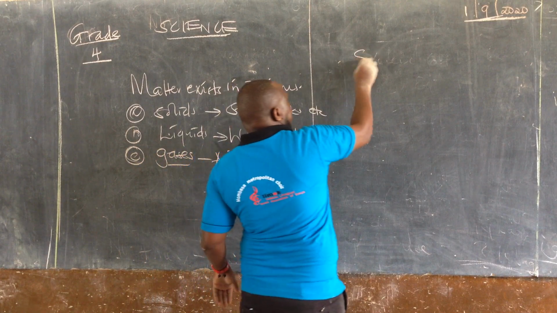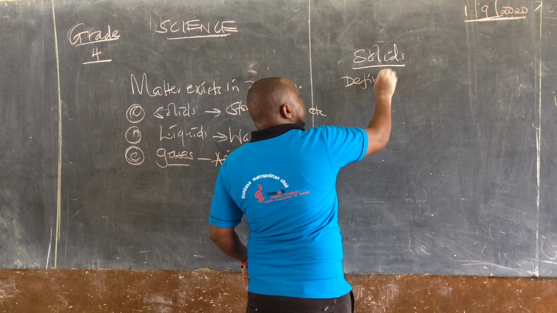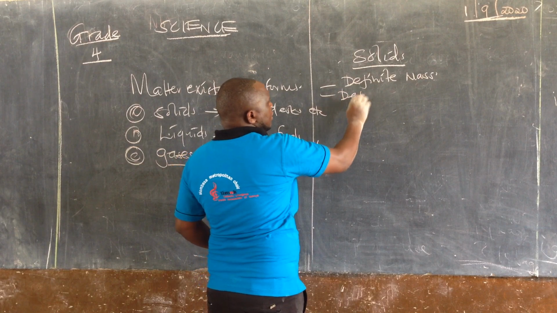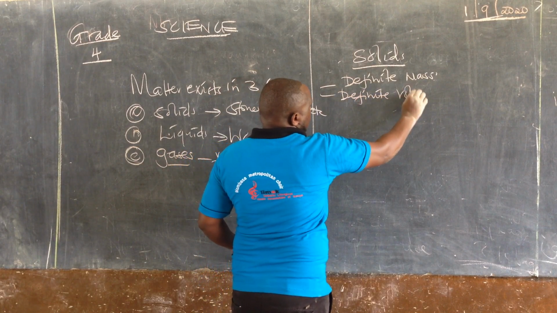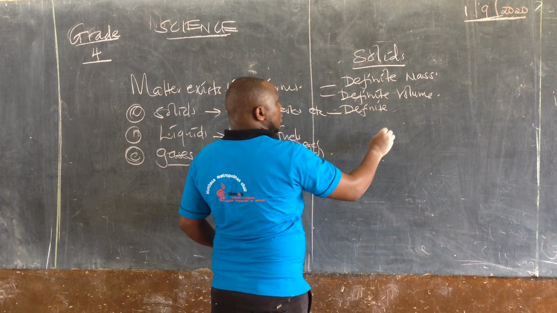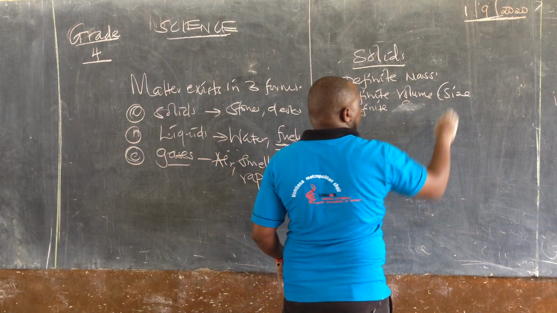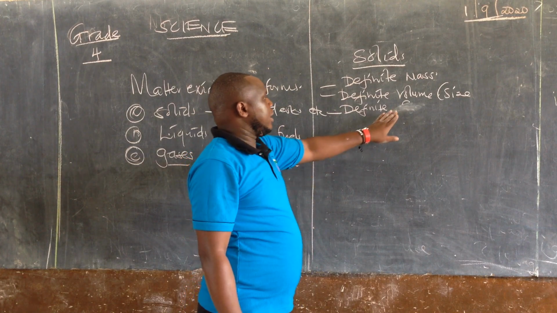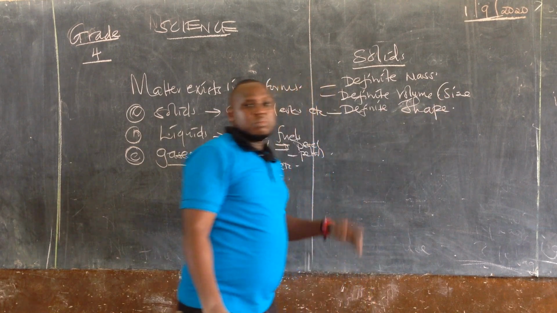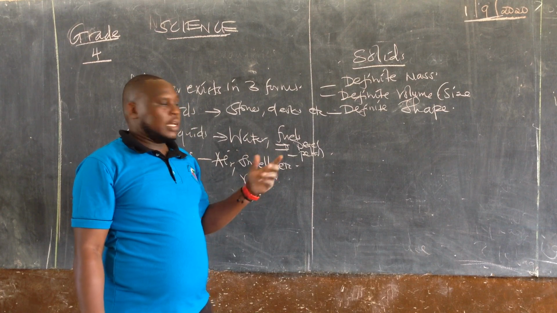For example, we saw that the characteristics of solids are that they have definite mass, definite volume, and definite size. So this volume is size. Definite mass and volume, and definite shape. We have some shapes of solids: rectangular, triangular, circular, etc.